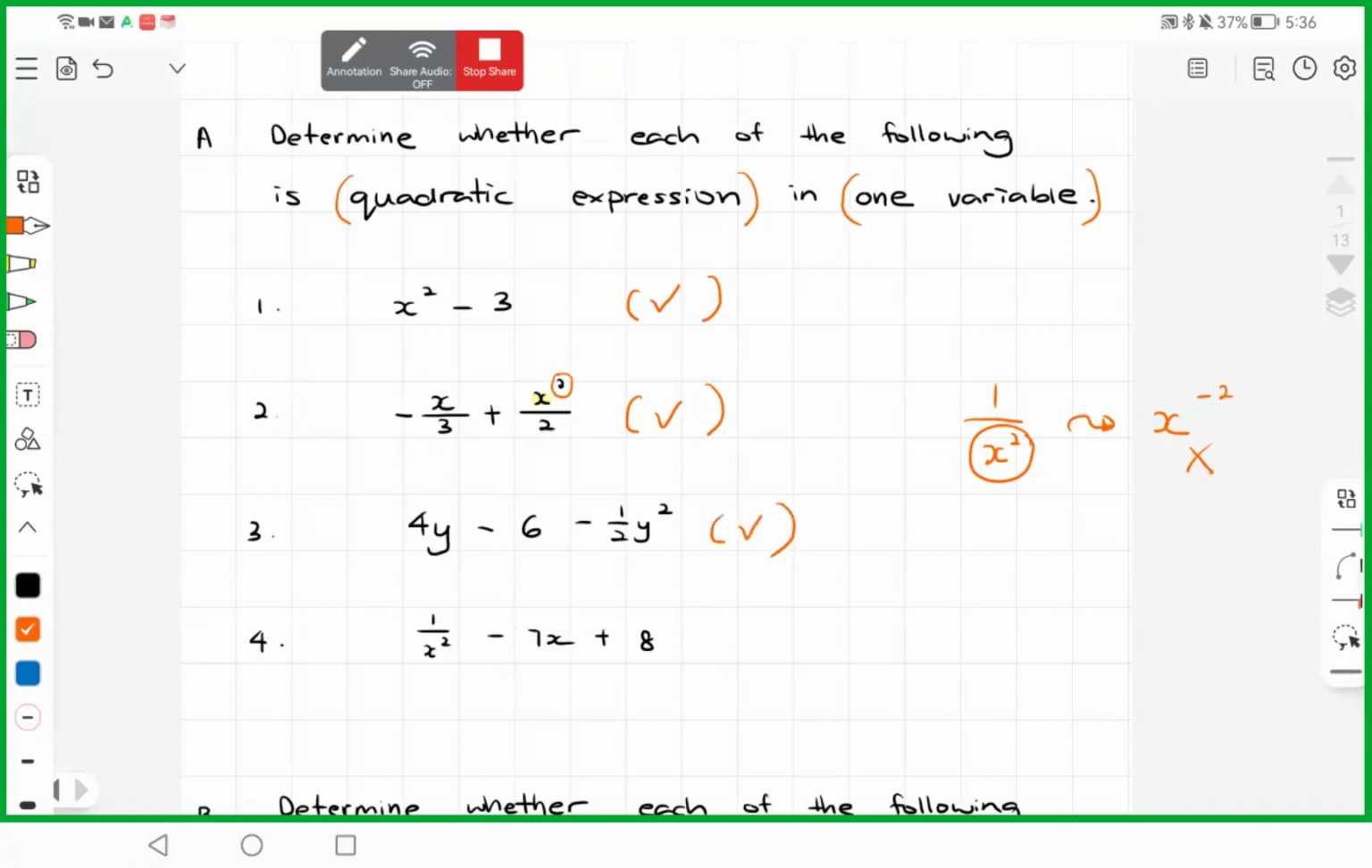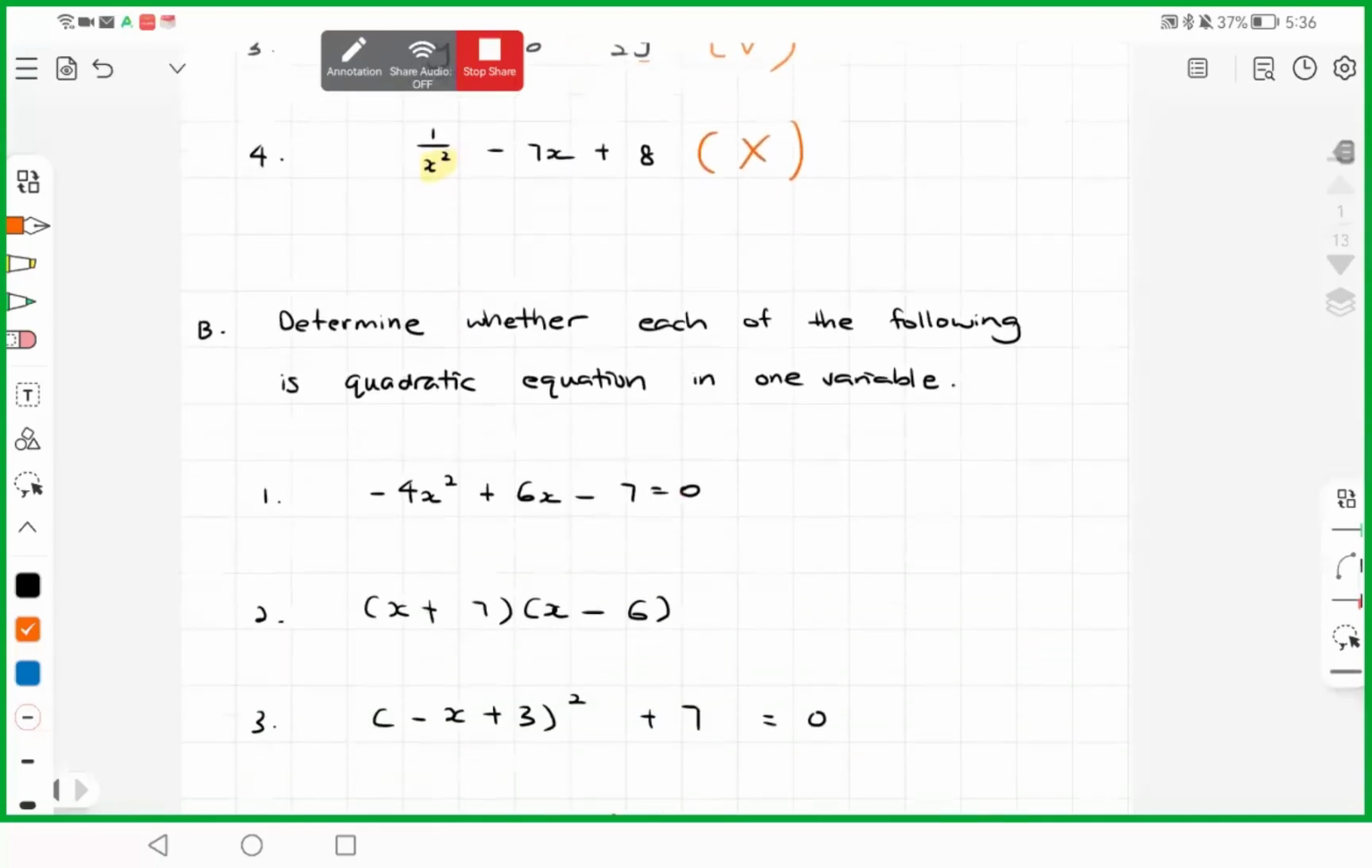It's a quadratic expression because you got y squared, and it's only one variable. And for number 4, what do you think? No, because the x is at the denominator. Well done. So first thing first, you got to differentiate what is a quadratic expression.